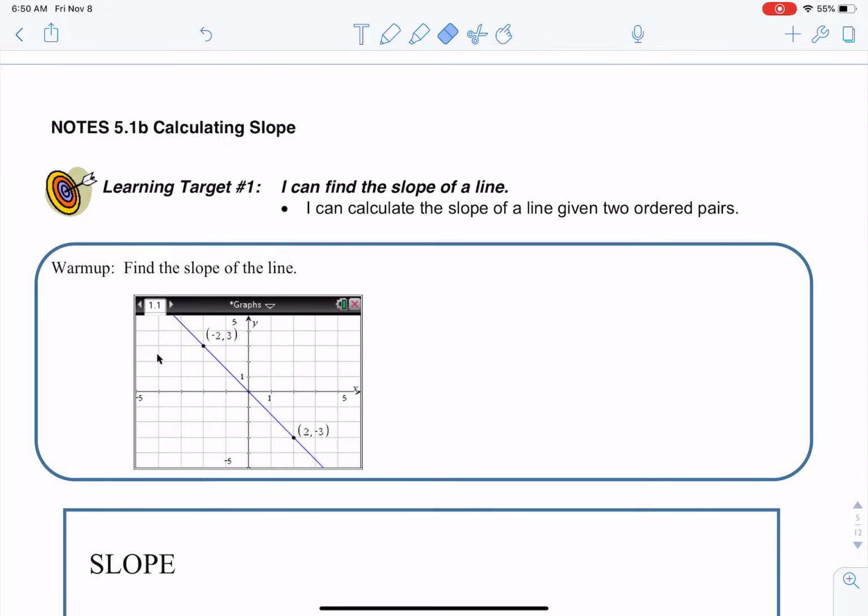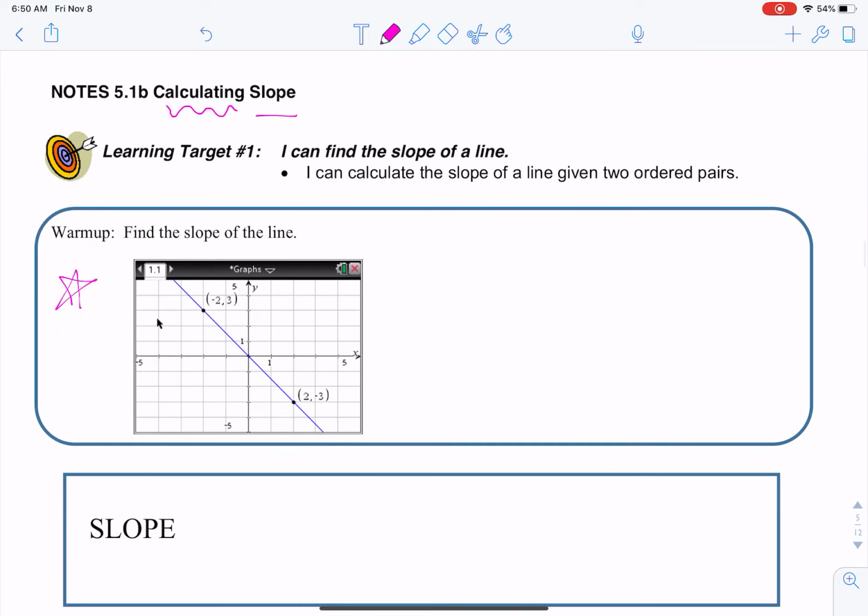All right, guys, today we're still going to be talking about slope, our rise over run, but we're going to be calculating the slope. So you guys are used to looking at a graph like this and finding the slope from that line. Today I'm going to give you an actual formula so you can calculate it. Now your graph here looks a little bit different than mine. Yours is about raking leaves.